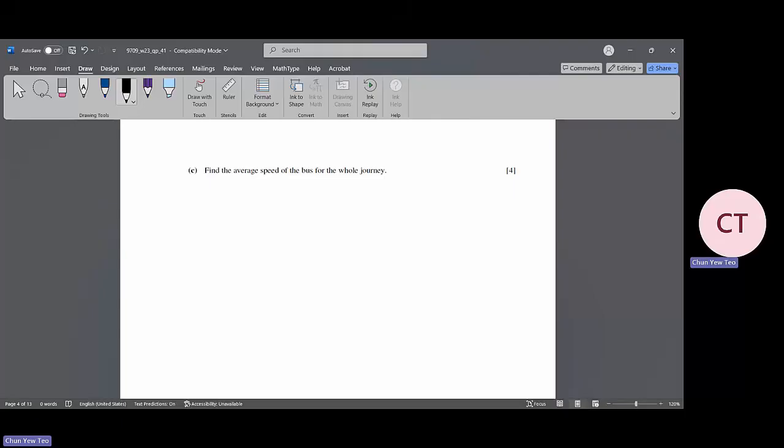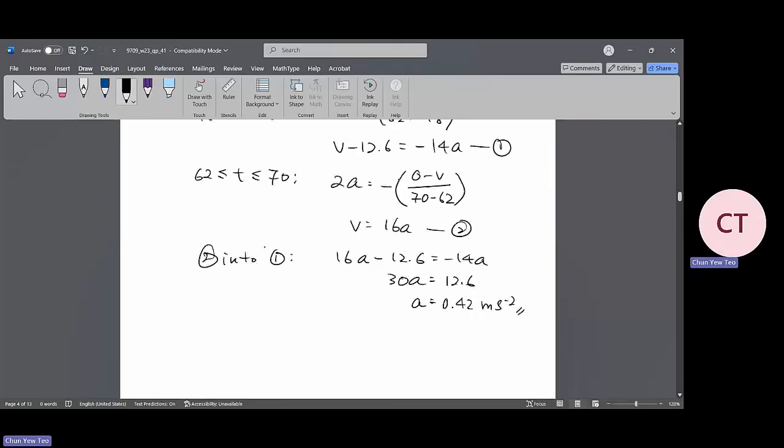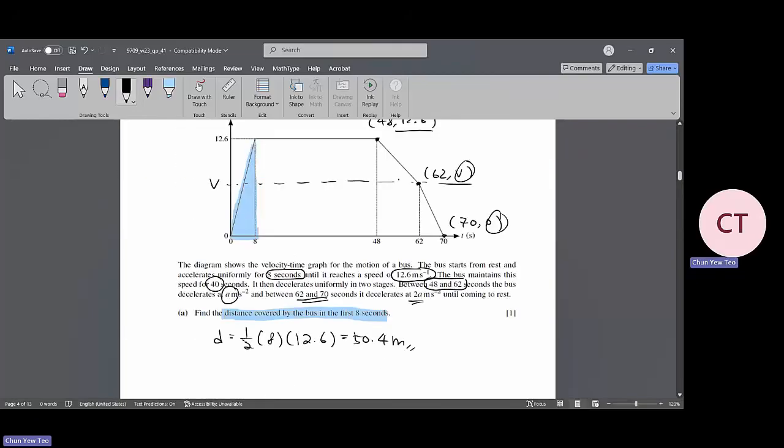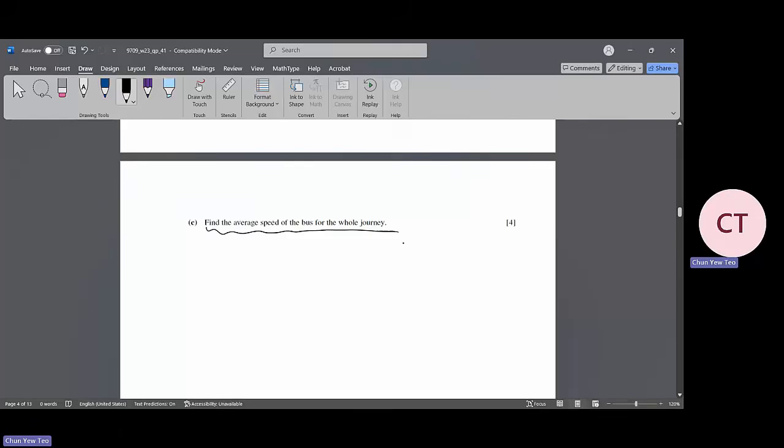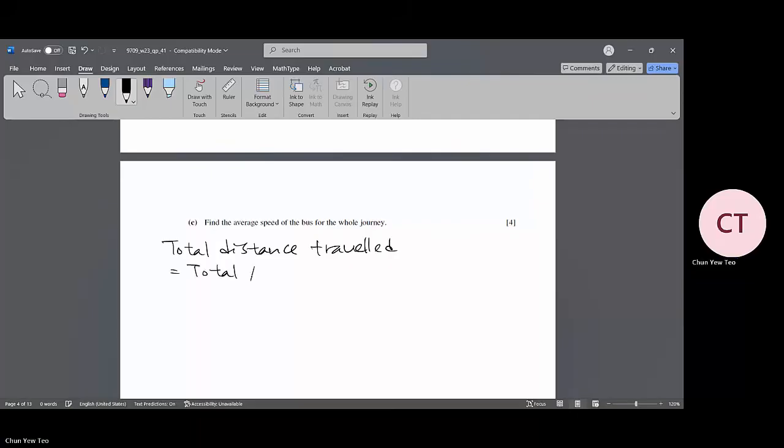Find the average speed of the bus for the whole journey. So for average speed, we need to find the total distance travelled divided by 70 seconds. So we need to find the total distance. Total distance travelled is equal to the total area under the graph.